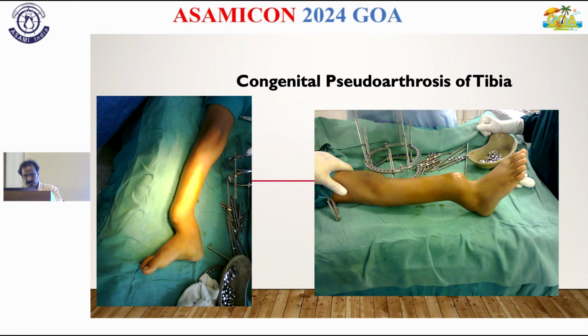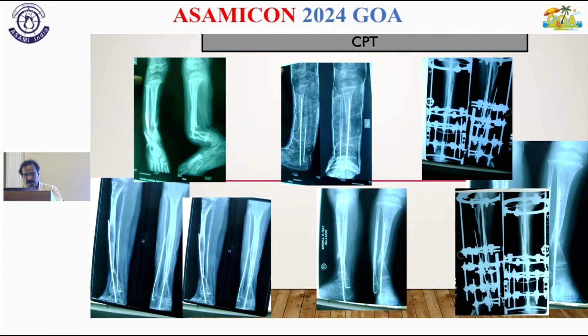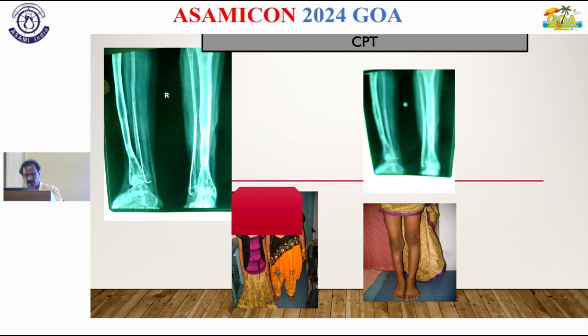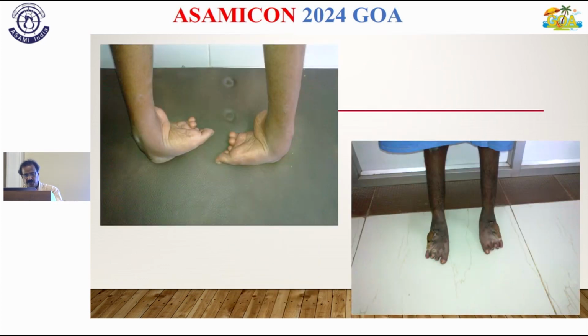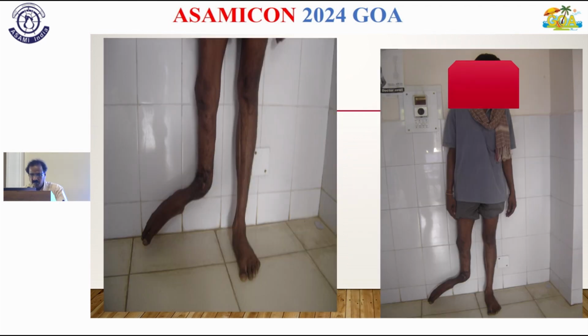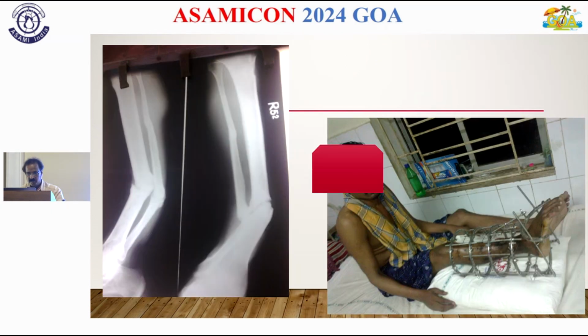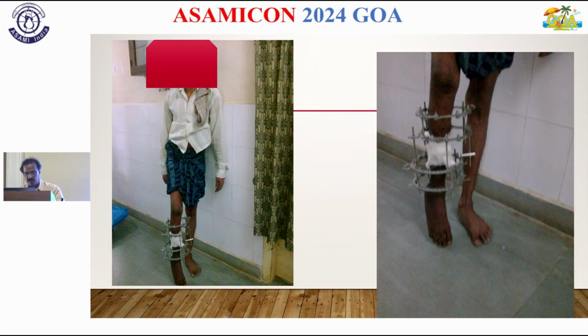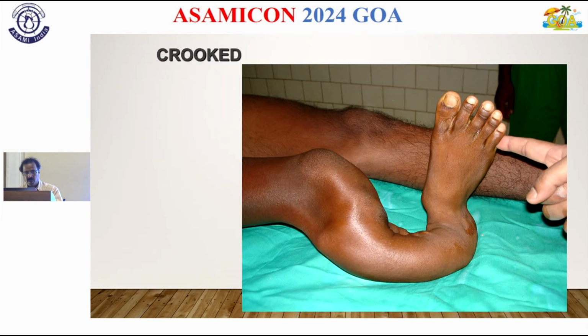Pseudarthrosis tibia, already discussed yesterday. You can correct it and it unites. Severe type of club foot also, correct it. This is a case of deformity of the tibia. Malunion tibia, you see the foot, how the limb is looking. If you plan it in a similar way, both the tibia as well as the foot can be corrected. And these are the crooked deformities you find.